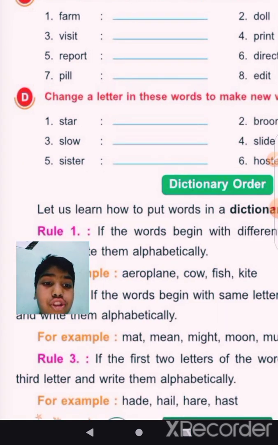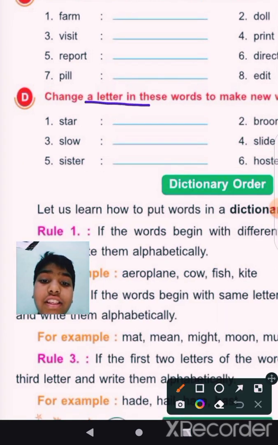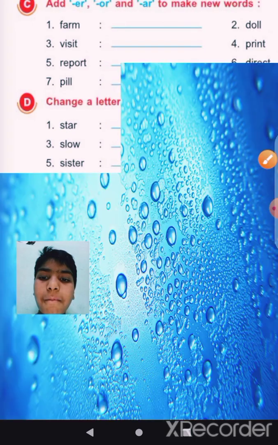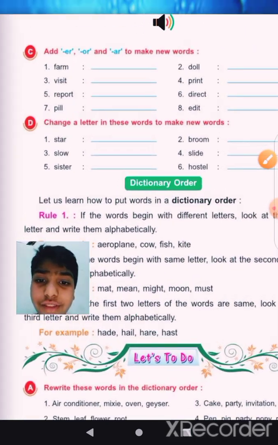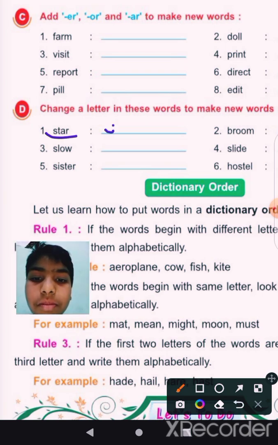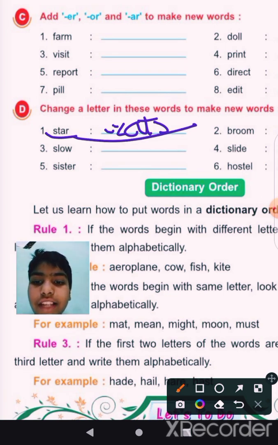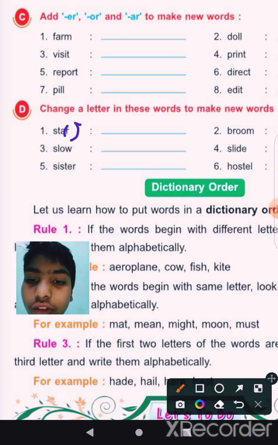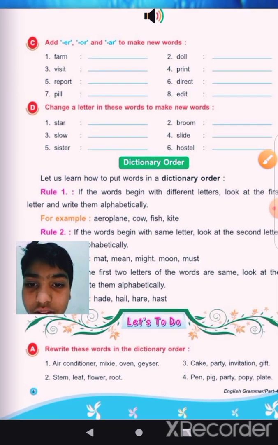Change a letter. See the next question, last one. Change a letter in these words to make a new word. Start. Okay, so change the position of the letter, then you have to make it. Okay, I got it. See, now for example, if it's star, so it will be rats. See, one letter only should change. Let me just zoom it up. If you zoom it up, it will be more clear.